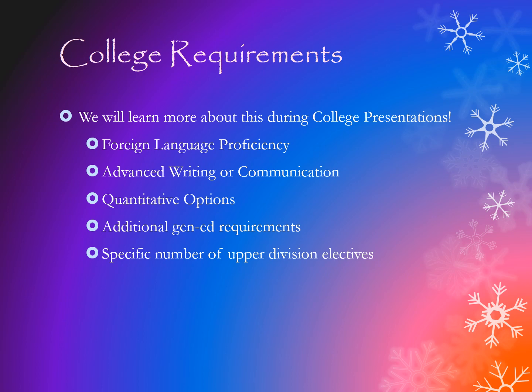And so those are going to be foreign language. Some colleges have a foreign language proficiency requirement. You might see some students talk about how they have to take an advanced writing or communication course. That's going to be college related. Some colleges have quantitative option coursework that's required. Some colleges are going to have additional general education requirements beyond what's required for the state core and also the university requirements. And some colleges are going to have a specific number of upper division electives, or students are going to have to complete a concentration in an outside area of study.